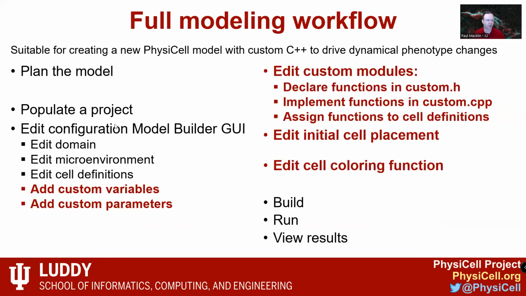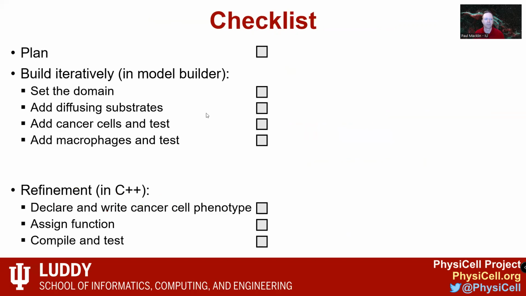So here's our full workflow again. We're going to start with the intermediate workflow. We're going to use the graphical model builder to make the domain and microenvironment definitions, and then add the custom variables and parameters we need as we need them after we're done planning our model. Then in C++, we're going to define these custom phenotype functions and update the coloring. So, checklist, right? We're going to plan, we're going to iteratively add things in Model Builder, and then we're going to refine in C++. Let's work through our checklist here.